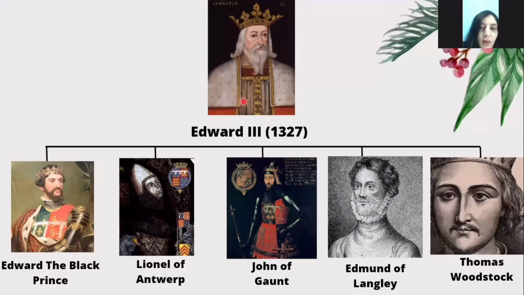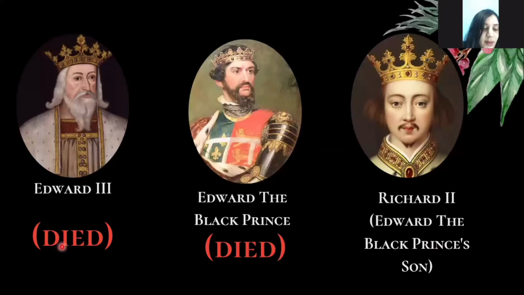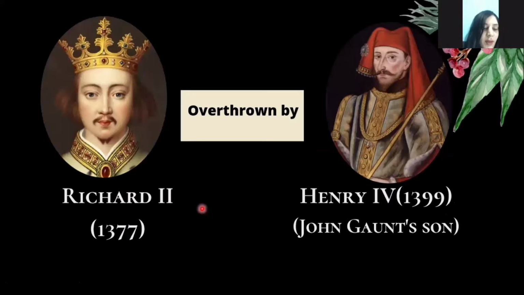Edward III in 1327 had 4 sons: Edward the Black Prince, Lionel of Antwerp, John of Gaunt, Edmund of Langley, and Thomas Woodstock. Then Edward III died. His throne would have gone to the Black Prince, but he was dead at that time, so the crown went to his son Richard. Richard II, in 1377, was overthrown by Henry IV, John of Gaunt's son.